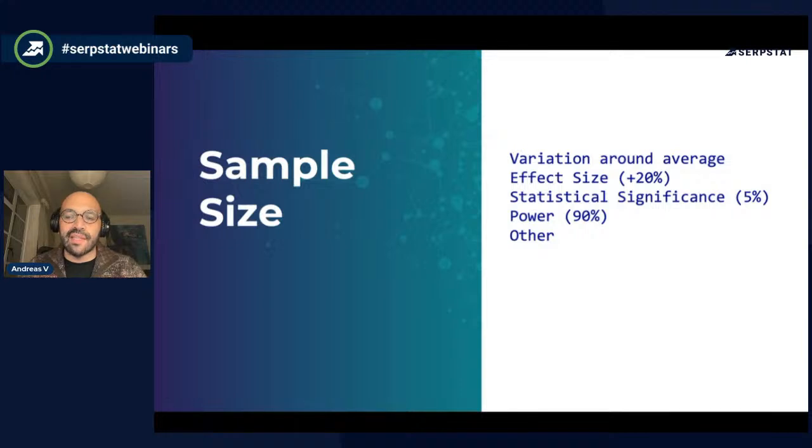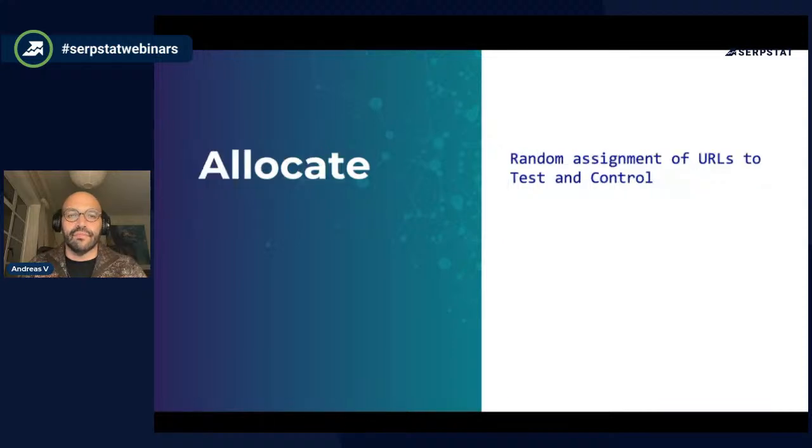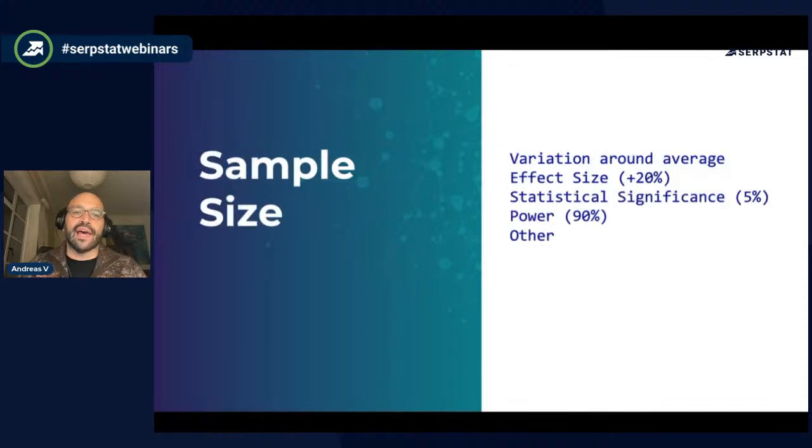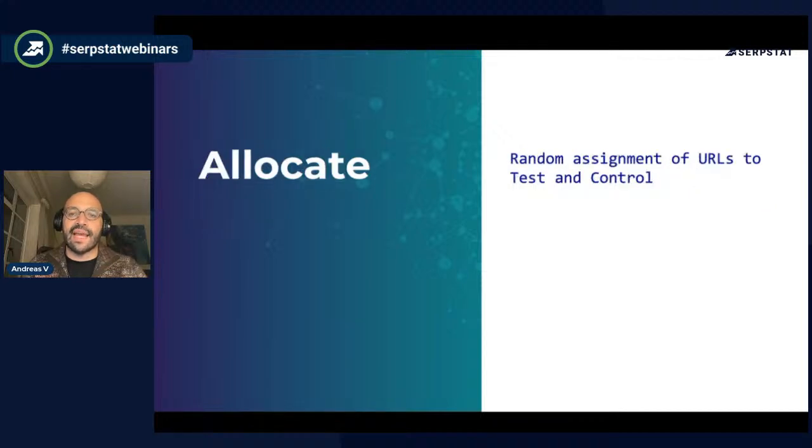Your statistical power is the probability that the effect observed is actually real. I find 90% is pretty good. You could go as low as 80%. It really depends on things like your regular traffic levels. And there's other factors as well that could be extraneous, things like how easy it is to deploy, how many website pages you have, things like that. So once you've determined all of that, and you know what your minimal sample size is, you would allocate, and you want to do this by random assignment of URLs to your test and control.